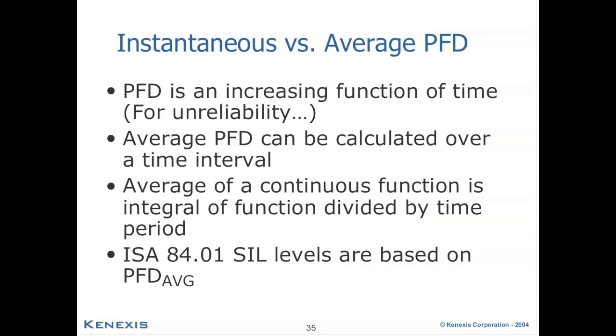Regarding PFD average, what we'll want to look at is how to calculate it. We note that it's an increasing function of time, at least with respect to unreliability. The average PFD can be calculated over a given time interval, and what we'll be concerned with is that average, which is an integral of a continuous function of unreliability divided by the time period. This will help us establish the PFD average as noted in the SIL levels for ISA 84.01.